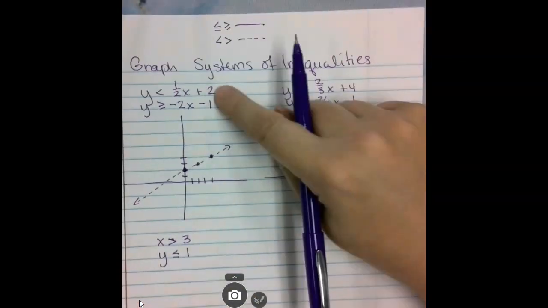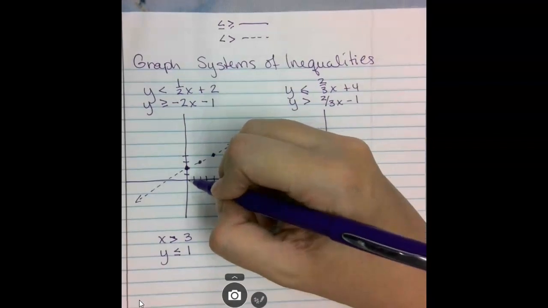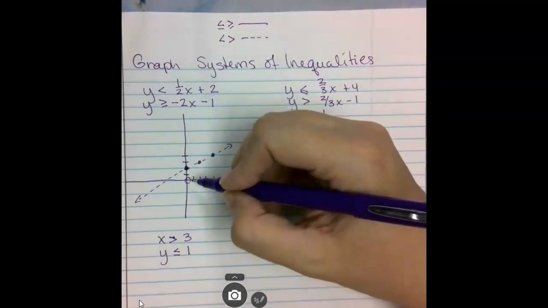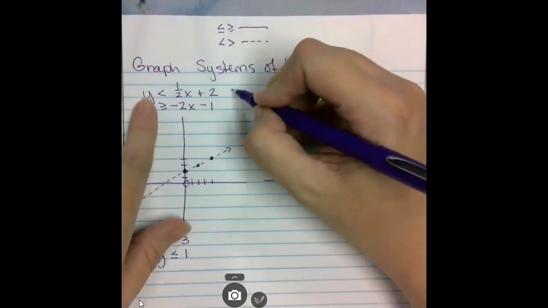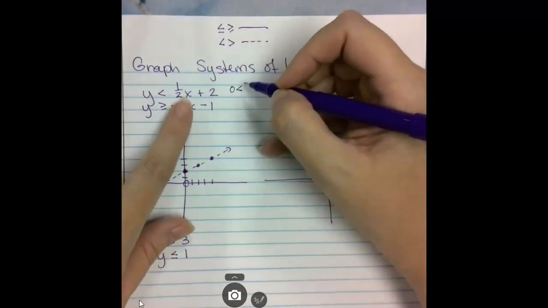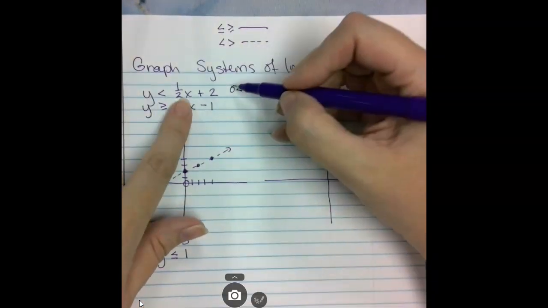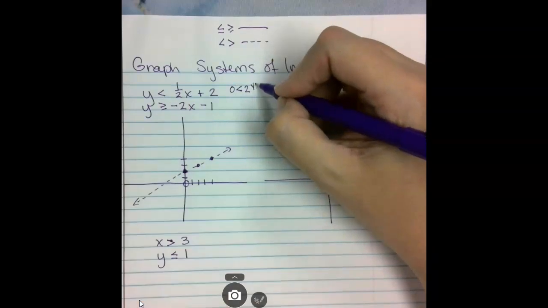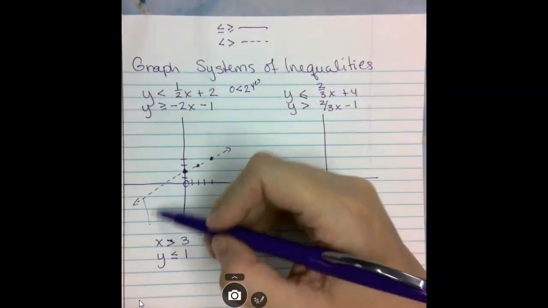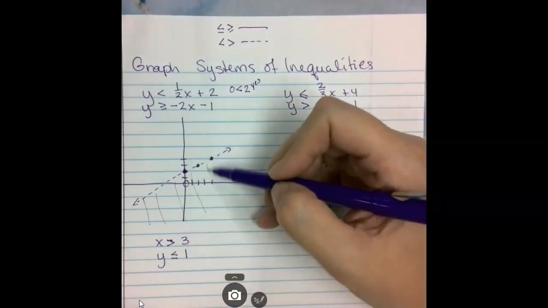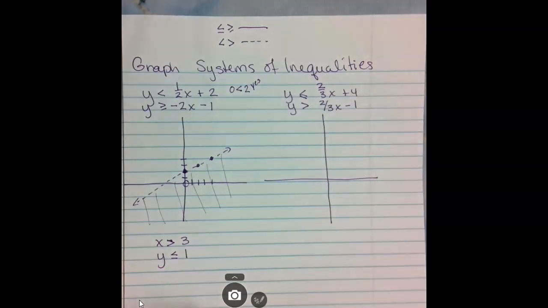And on this one, I'm going to decide which side of the line it is on. I'm going to pick the point 0, 0, and I'm going to plug it in up here. 0 is less than 0 plus 2. Is 0 less than 2? Yes. So this one gets shaded on this side of the line, and shade very lightly here. I'm going to use a different color for my other one.